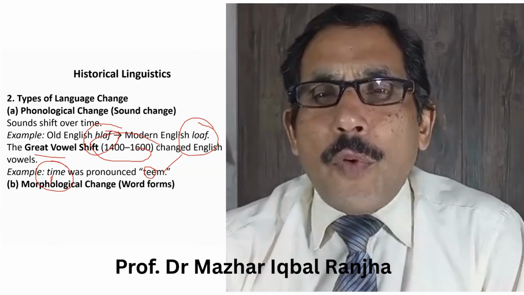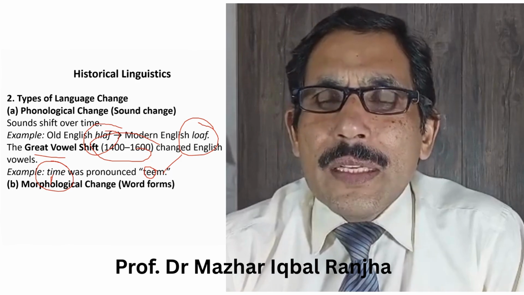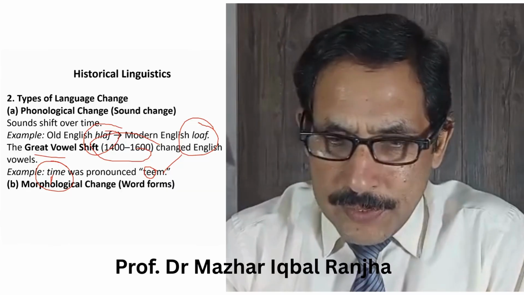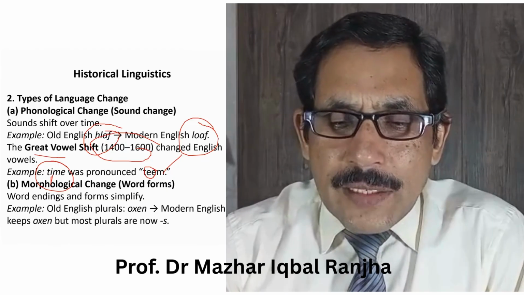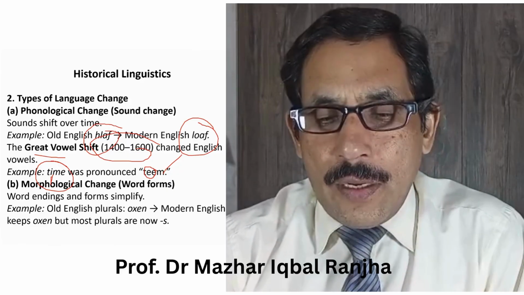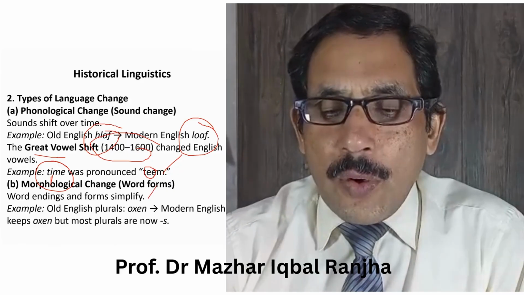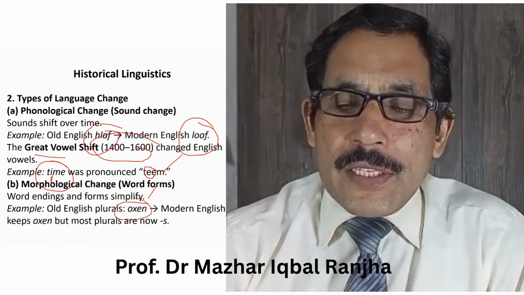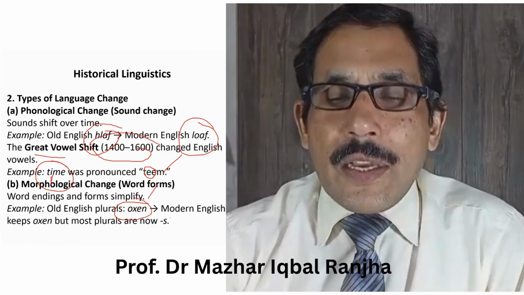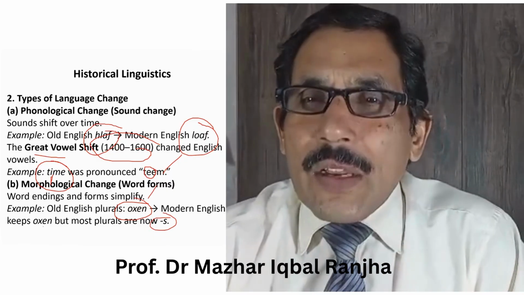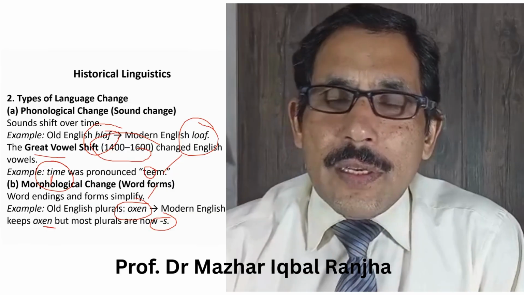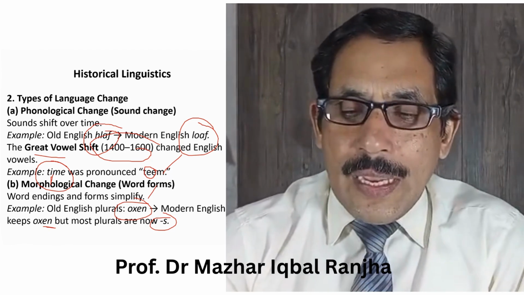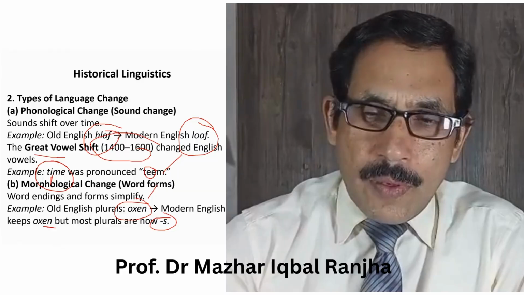The second change is morphological change. Morphological means the structure of words, how the word forms change. Word endings are formally simplified. For example, in Old English, the plural of ox was oxen. Most of the words have changed, and now we use S instead of en. However, there are some irregular forms that use others, like syllabus, syllabi. But most nouns take S as the plural form.